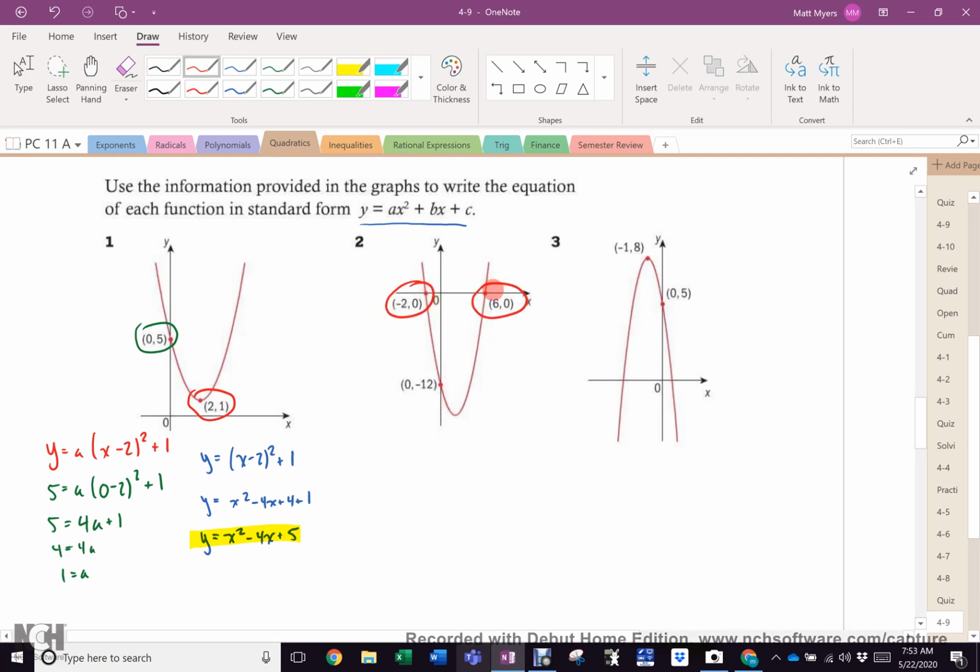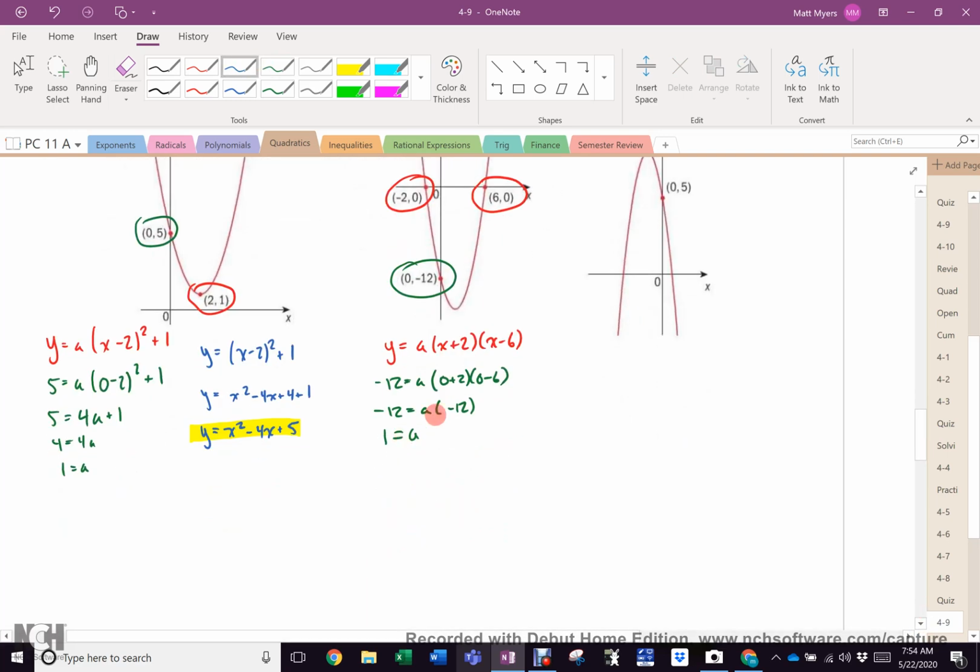In this one we have roots. So we know that y equals a(x plus 2)(x minus 6). And we know that we have a number to sub in there. Negative 12 equals a(0 plus 2)(0 minus 6). Negative 12 equals a times negative 12. Divide both sides by negative 12. So a, again, is going to equal 1. Once we have a equaling 1, y equals (x plus 2)(x minus 6), y equals x squared minus 4x minus 12. And there is our answer there.